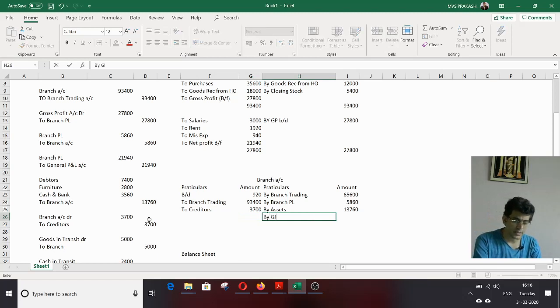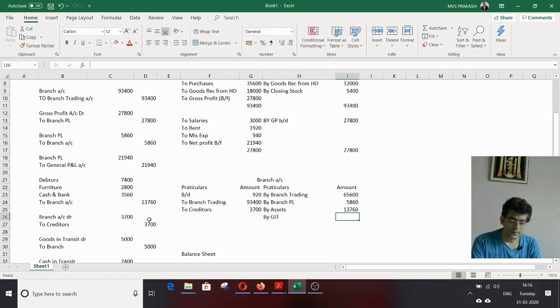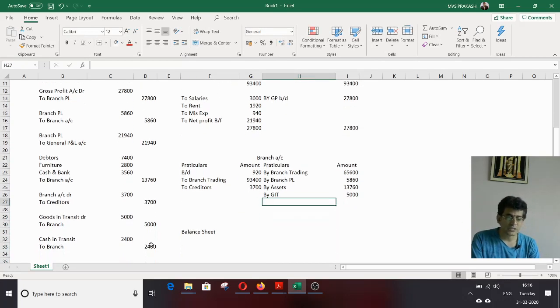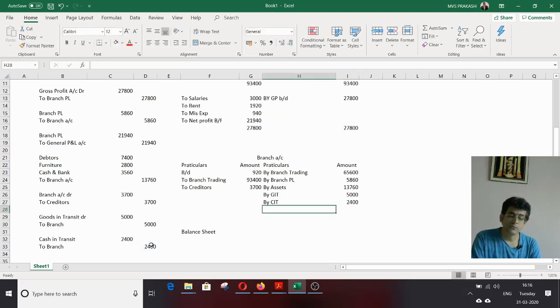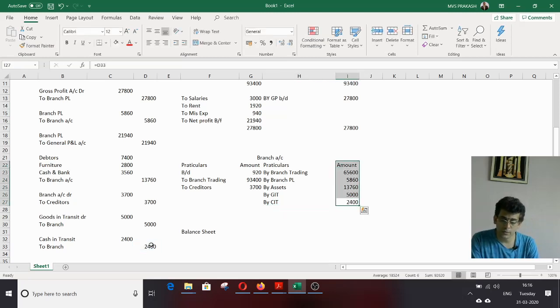By goods in transit, which is amounting to 5,000. This I need to record. Cash in transit to branch. So ultimately by cash in transit 1,400. So now that is what is called your totals there.